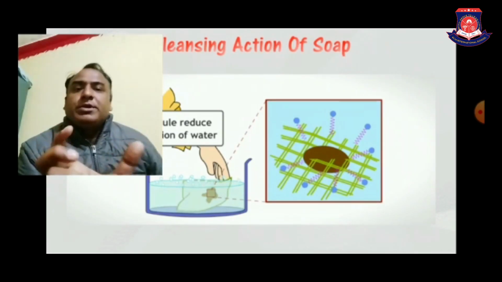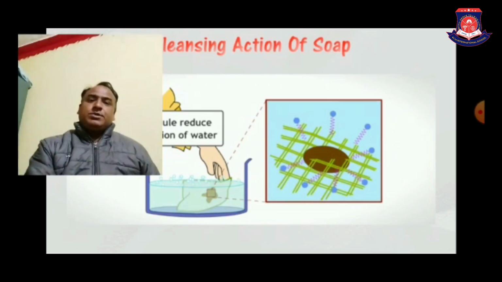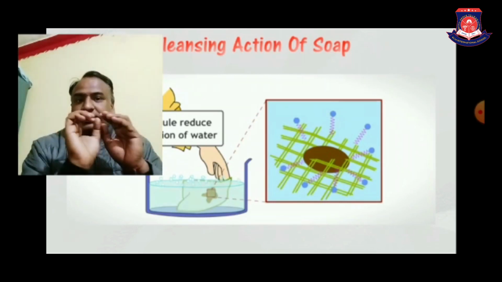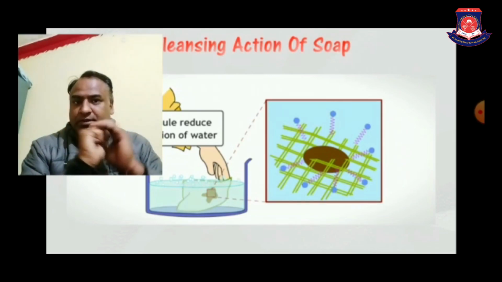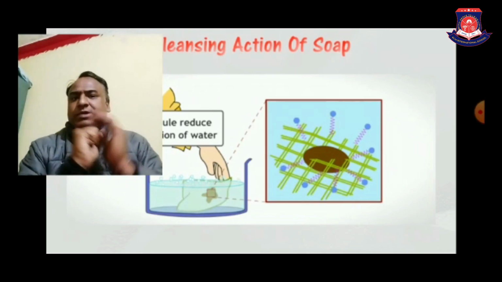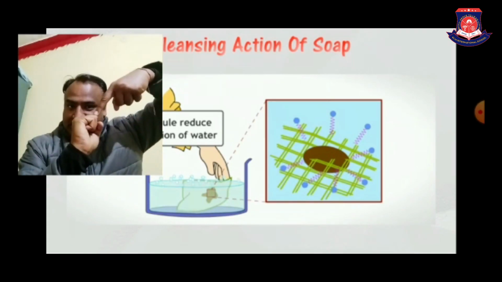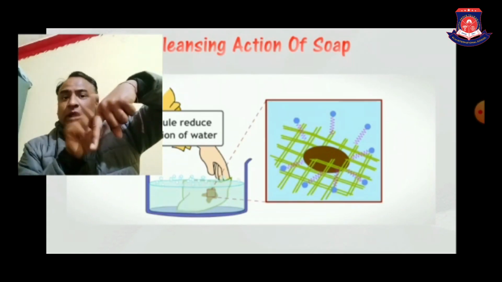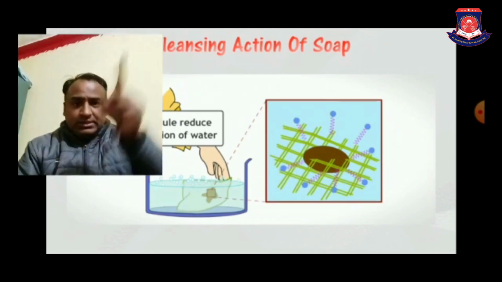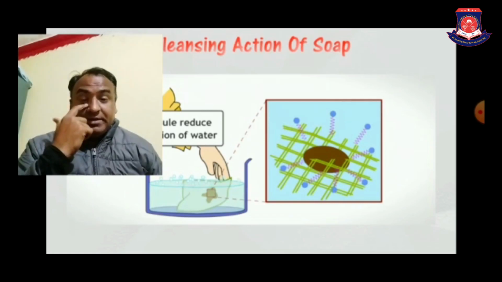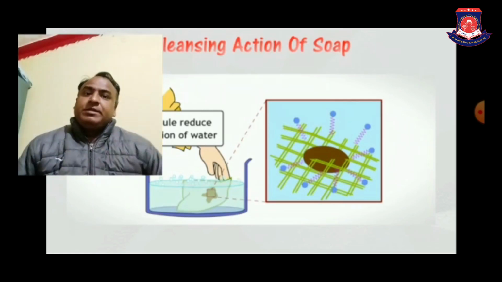And there is a formation of a structure called a micelle. Micelle means a center. At the center, the dirt molecule is there. The dirt molecule may be grease, oil, or anything, okay? The tail is attaching to the dirt molecule and the head portion is toward the water, and there is a formation of a spherical structure, okay? And this spherical structure can be washed away with the water, okay?